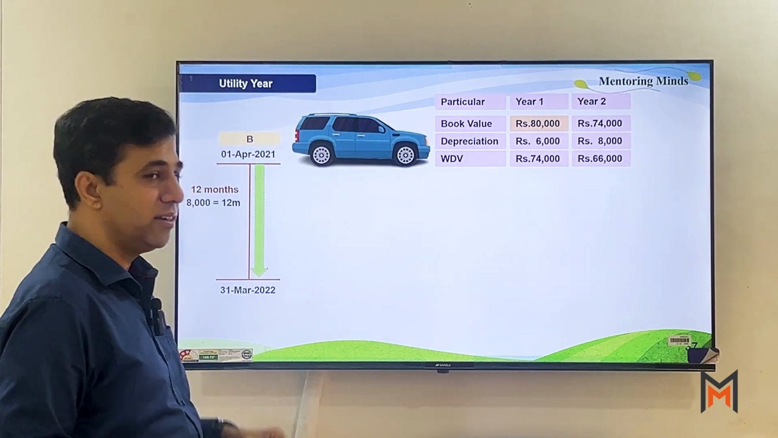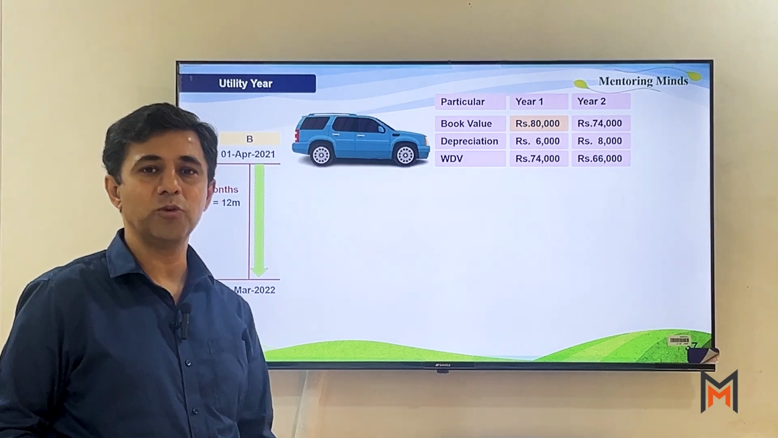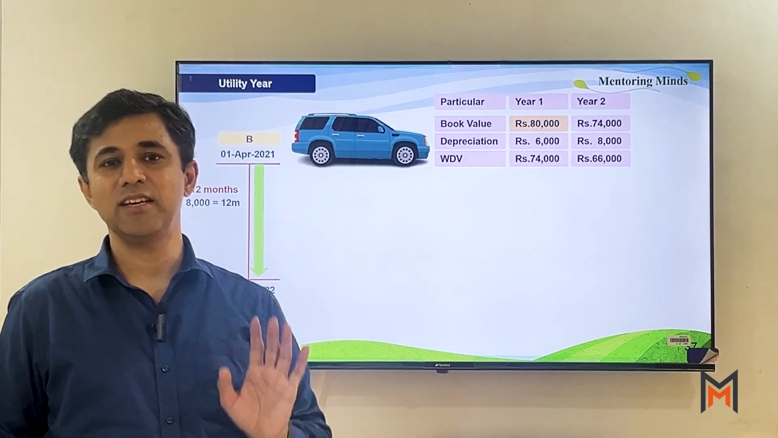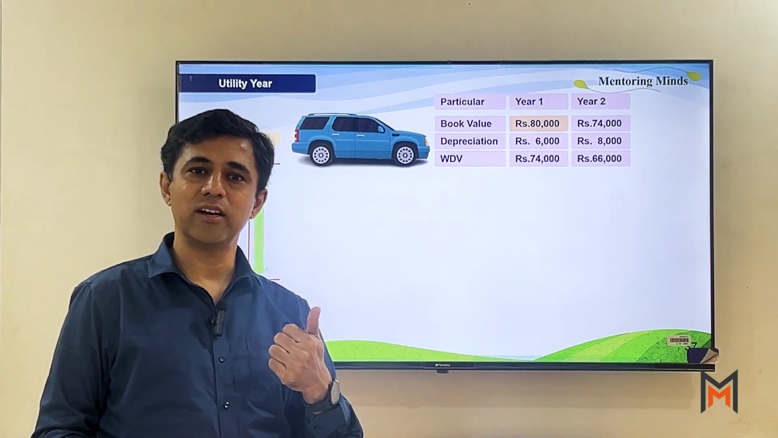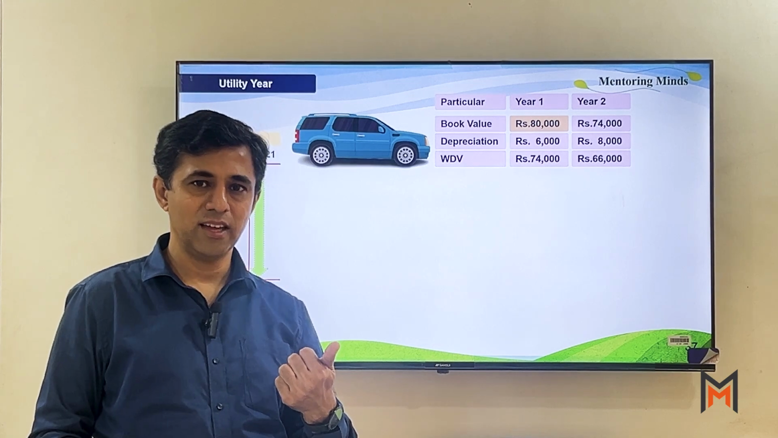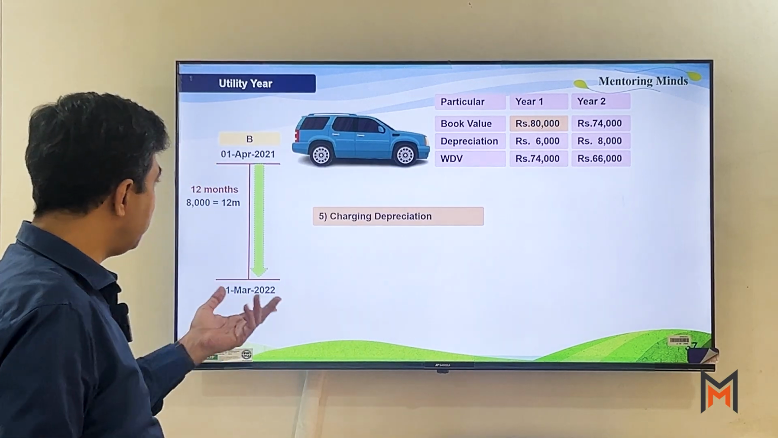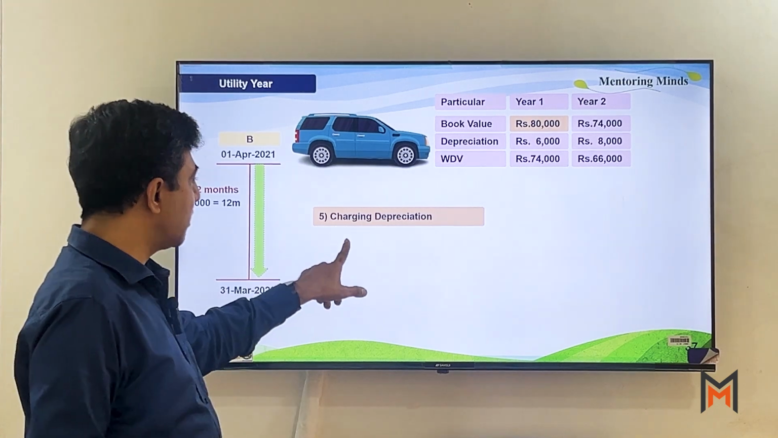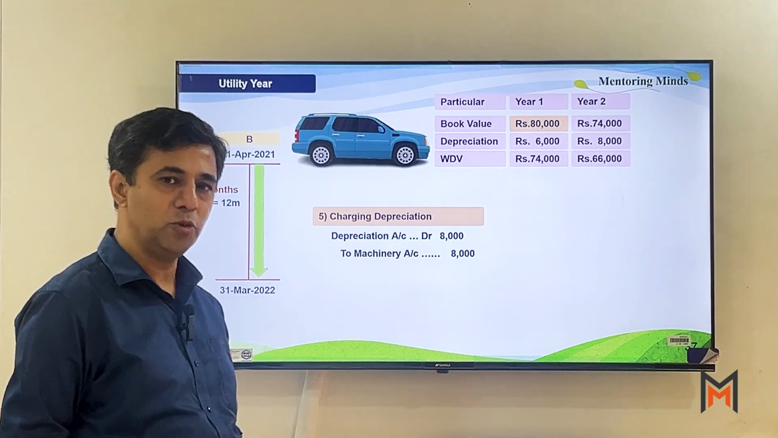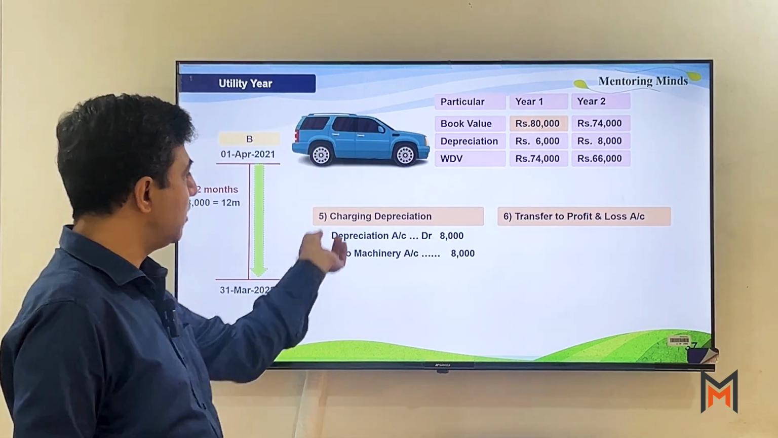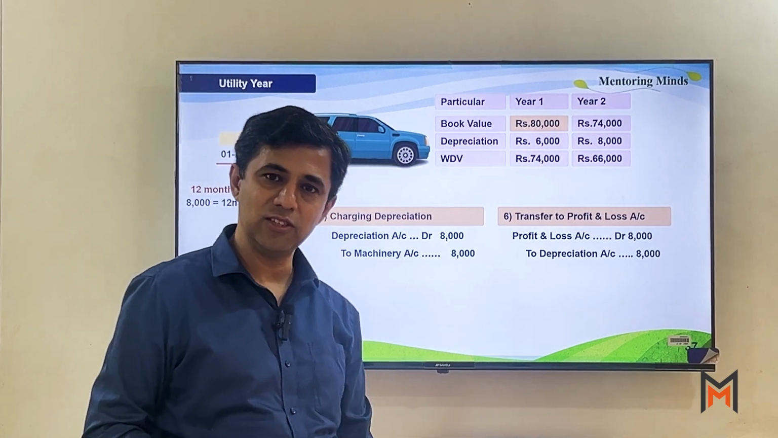It's a utility year. So in the utility year, at the end, we are going to charge only depreciation. So only two basic entries will come, one for depreciation and the other one for transfer of depreciation. So here the basic entry is the same. We are charging depreciation on machinery. So journal entry is depreciation to machinery, and this depreciation we are transferring it to profit and loss. So profit and loss to depreciation.